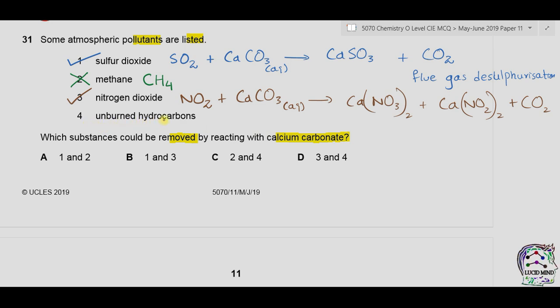Part 4 is unburnt hydrocarbons. Again, hydrocarbons are organic compounds and they are non-polar. They do not react with calcium carbonate to form any product. So part 4 is incorrect. As options 1 and 3 are correct, the answer is therefore B.